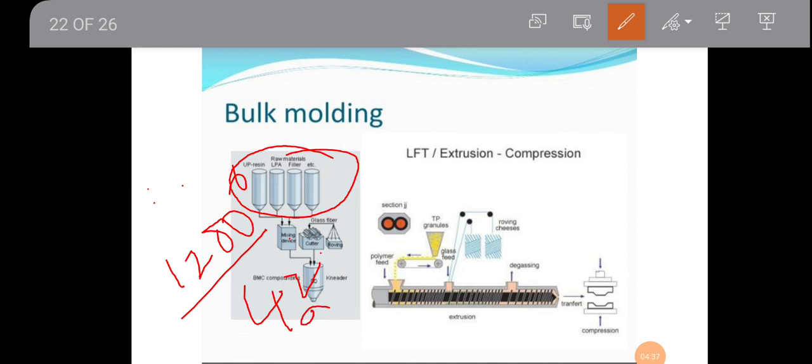After removing the dies, we will get the solid object or a hollow one. Hollow means we are applying compression, and air should be applied on that particular one. Definitely we will get the hollow structure of the object. That is the bulk molding.